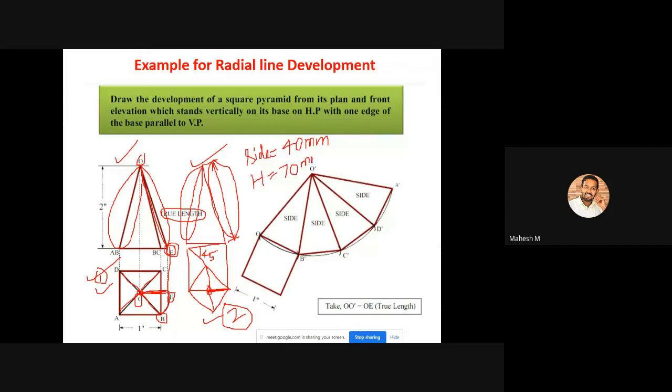So there are only two dimensions. The side value is 40 mm and the height value is 70 mm. You have to draw these two diagrams, the first diagram and the second diagram. In one diagram you draw the square normally, and in the other diagram you draw the square at a 45-degree angle. Find the true length. There is no need of true length for this second diagram. So find the true length only for this first diagram. Then measure the length of this true length with the second diagram. Both will be equal.